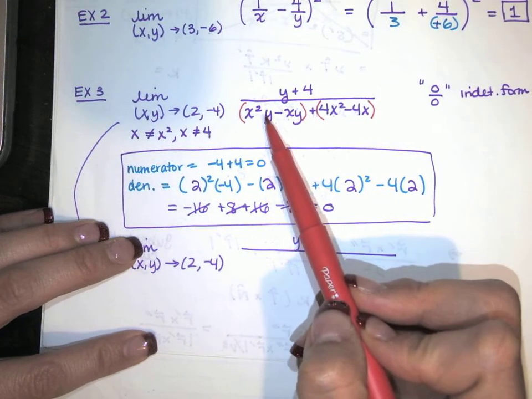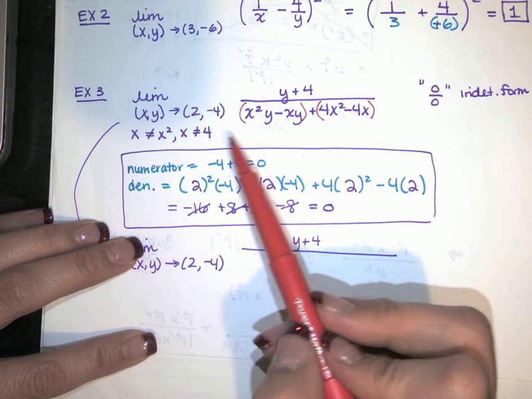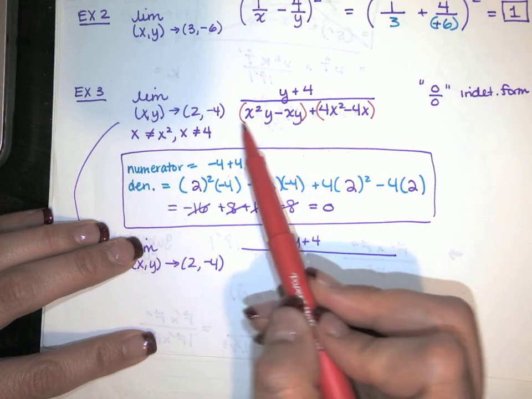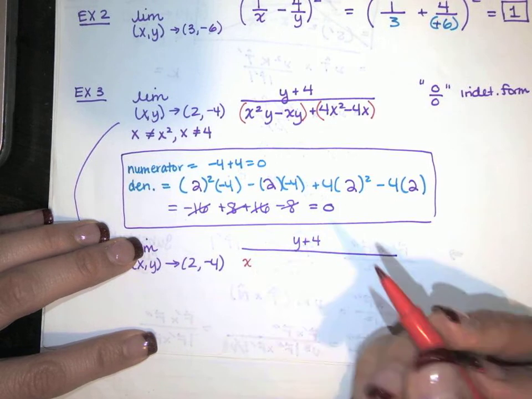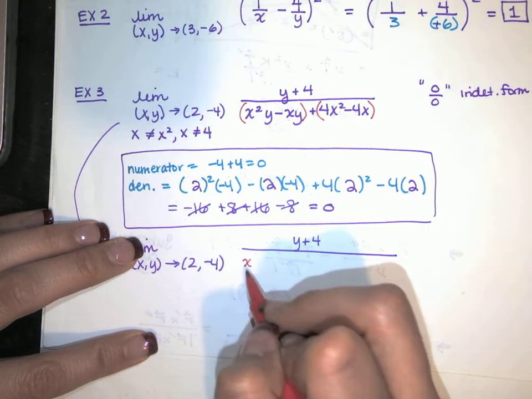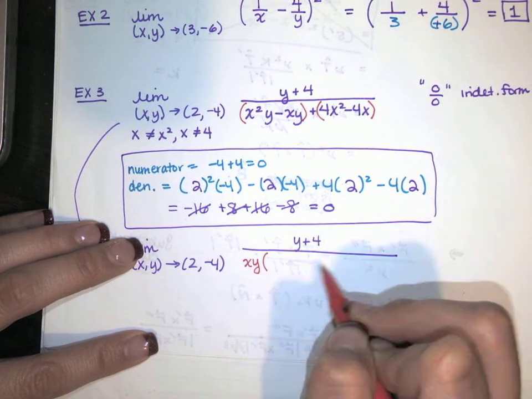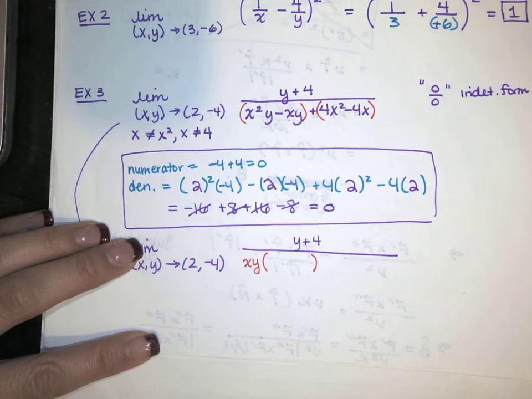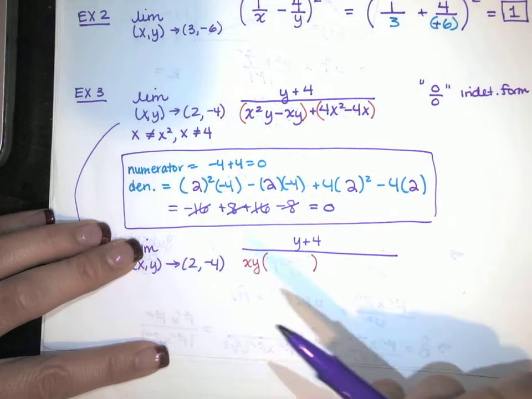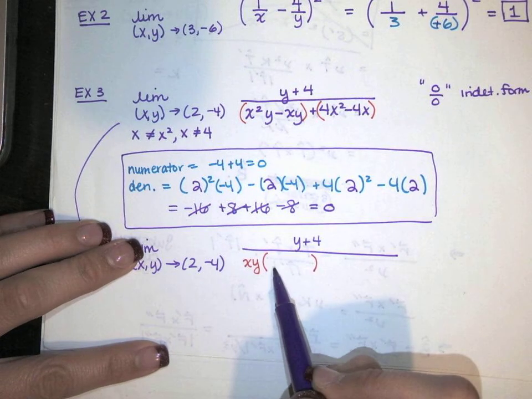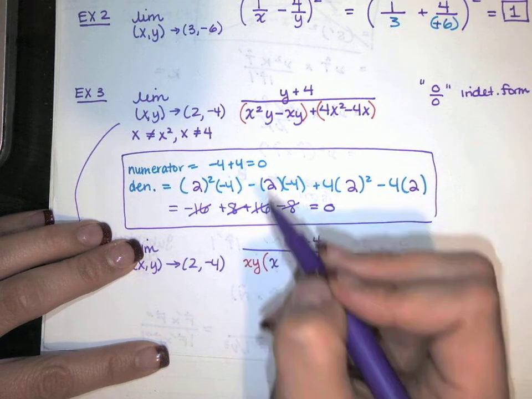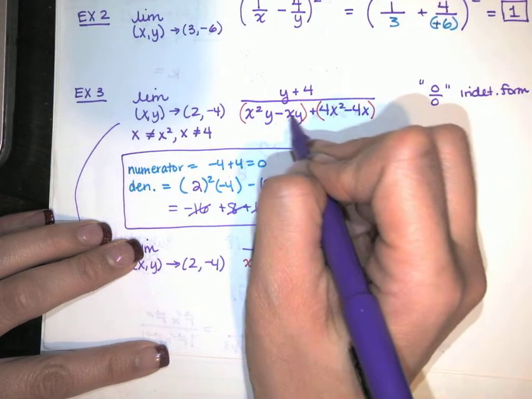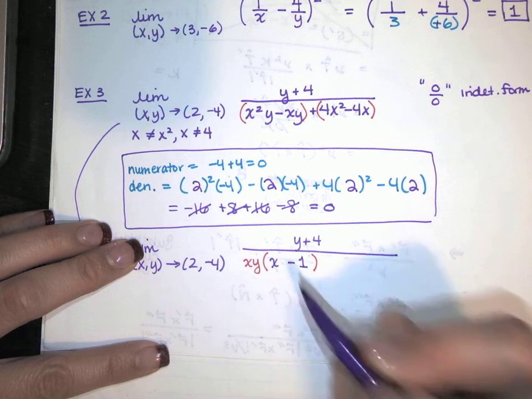So I'm looking at x squared y and minus xy, and I want to factor out anything that they both have in common. Well, they both have an x, so I'm going to factor that out, and they both have a y, so I'm going to factor that out. And I just ask myself, pre-calculus style, xy times what gives me x squared y? Well, just one x is missing. And xy times what gives me a negative xy? Well, it's just a -1.